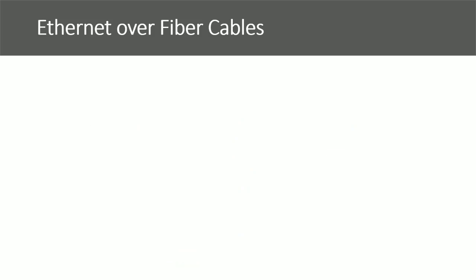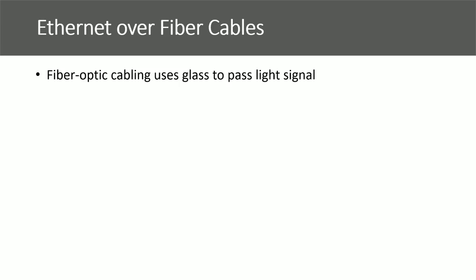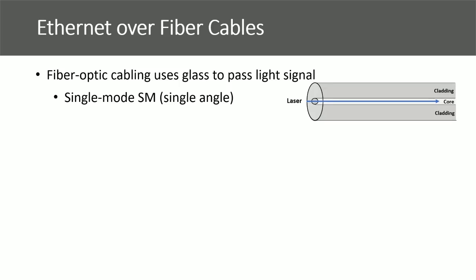Now let's discuss fiber and Ethernet over fiber cables. Fiber optic cables use glass to pass light signals from one end to the other. This fiber can be single mode, which means it uses a single angle when sending information from one side to the other. Single mode fiber usually uses laser for transmitting and receiving, and as with any fiber cable, there should be cladding that protects the core of the fiber from the environment.